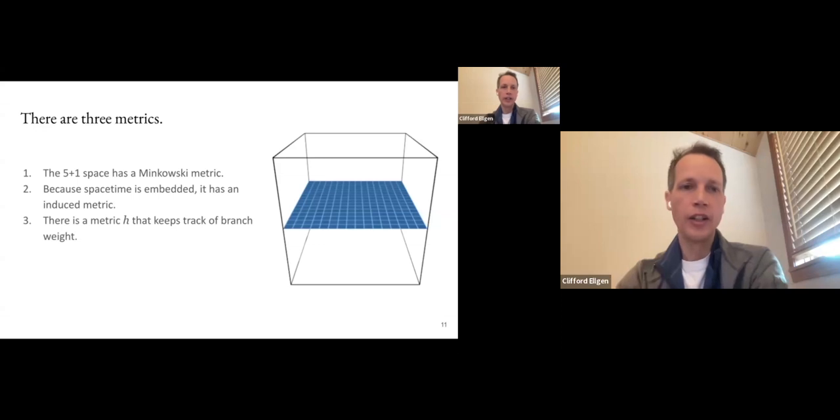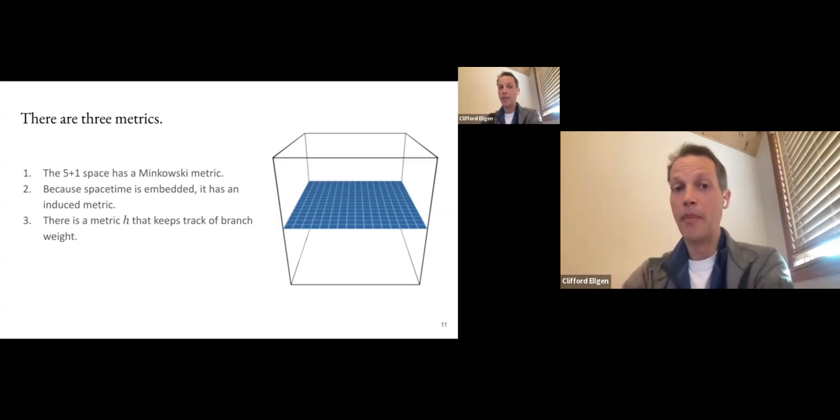So this is a little unusual. We have three metrics. First of all, we're inside of a 5+1 dimensional space. We have 5 spatial dimensions, 1 time dimension. And that space that we're inside of has a Minkowski metric. And a Minkowski metric is just the usual metric of special relativity. It basically is the reason that time is different from space in special relativity. So here we have this bigger space that we're inside of, and that space has a particular metric. That metric is called a Minkowski metric.